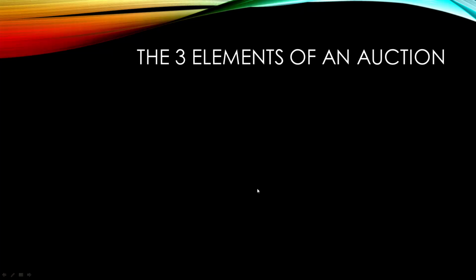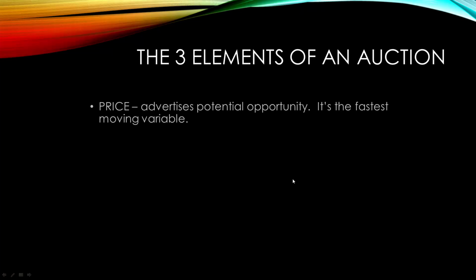So firstly, some basics here. There are three elements of any auction. Firstly, price, which is familiar to probably every technical trader out there. It's what you see when you bring up a bar chart or a candlestick chart. It is what you see on a quote page.